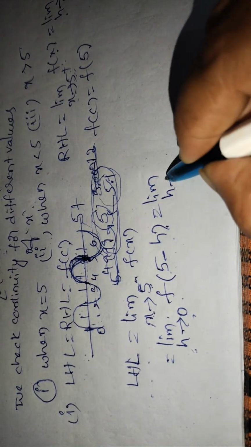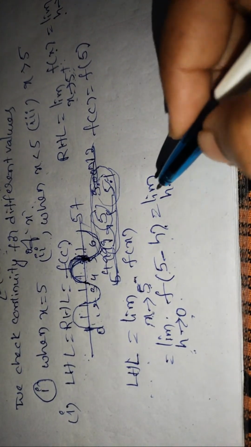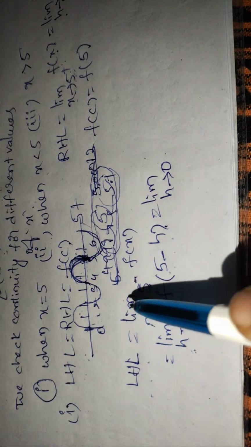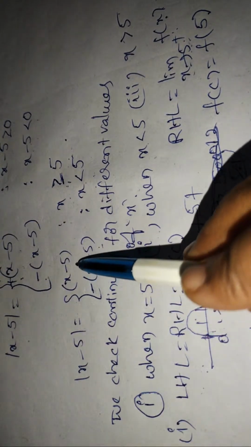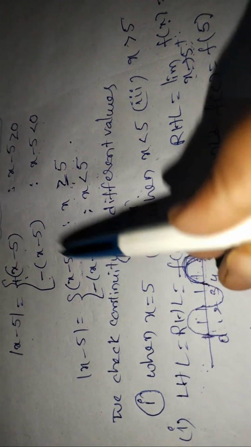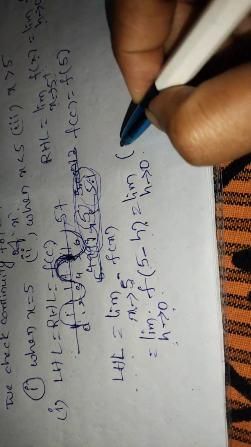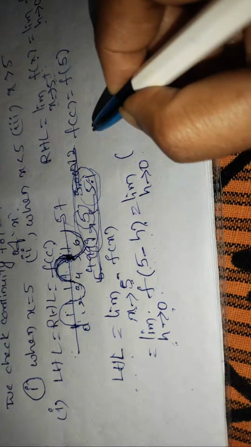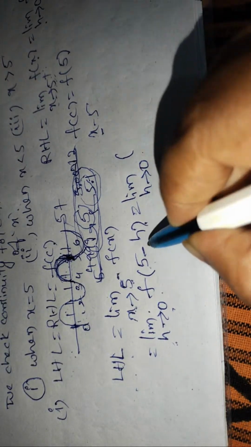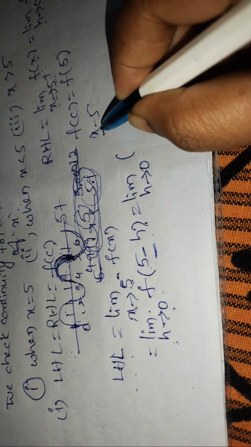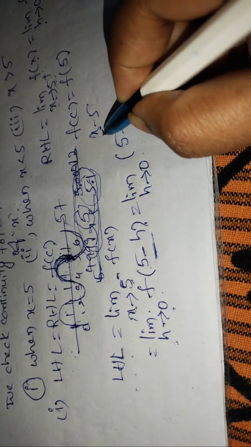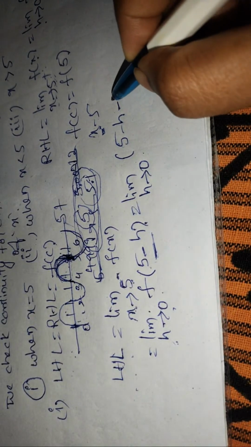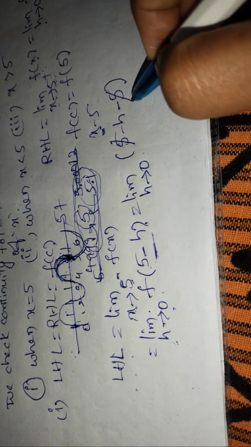Limit h tends to 0, f of x. What is f of x? The function at x equals 5 is x minus 5. So write this function, x minus 5. But x is what here? 5 minus h. So in the x place, write 5 minus h. The remaining is minus 5. Now plus 5, minus 5, cancel.